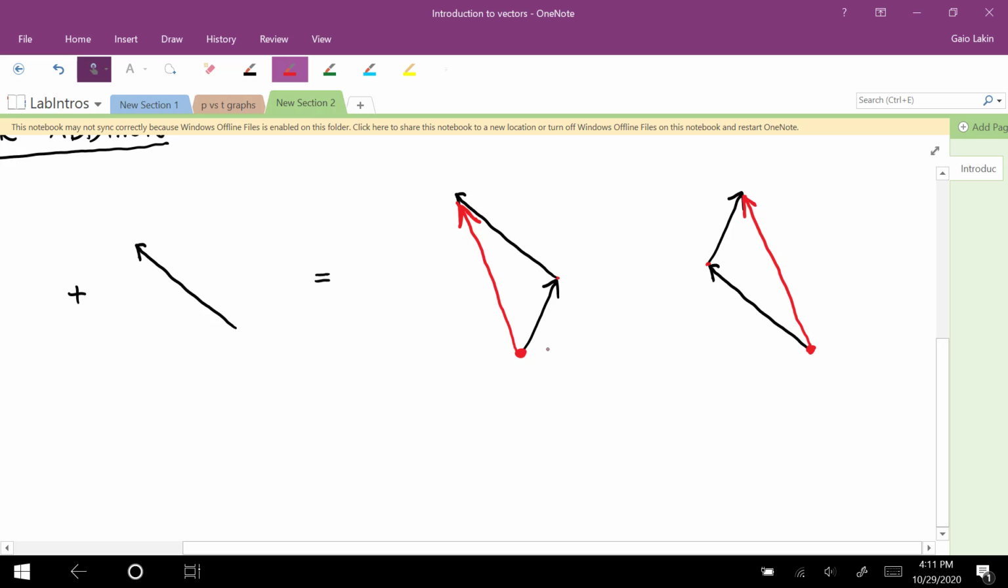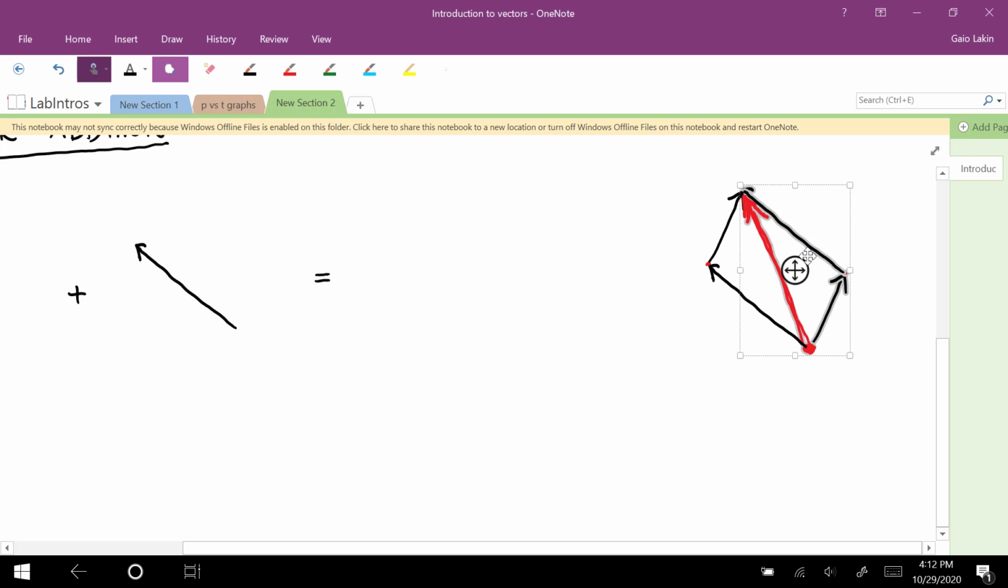And notice that those two red vectors are exactly the same. So no matter which order you go in, the resultant vector that you get, the sum of those two vectors, is going to be exactly the same. And you can see this if you lay one of these two triangles on top of the other one. You just get a parallelogram, and the resultant vector is just the diagonal across that parallelogram.